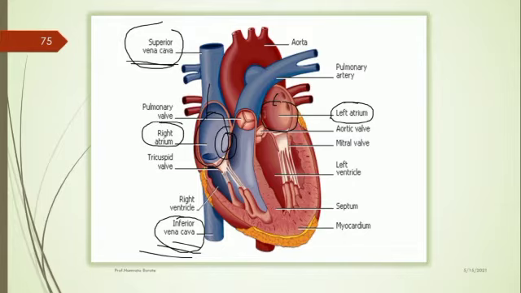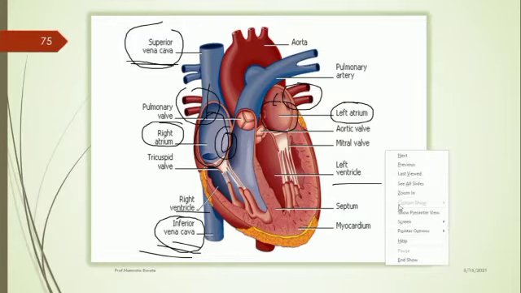In the left atrium, the four pulmonary veins open. These four pulmonary veins open into the left atrium and carry oxygenated blood from the lungs. Both these two auricles, the right auricle and the left auricle, open into the ventricle. That is called the atrioventricular aperture or the auriculoventricular opening.